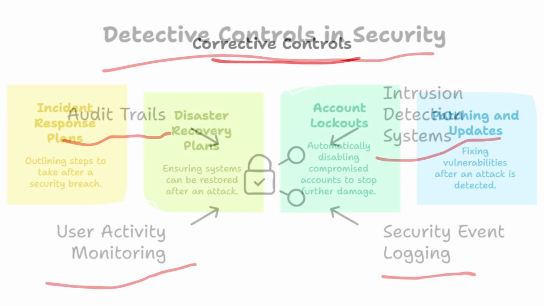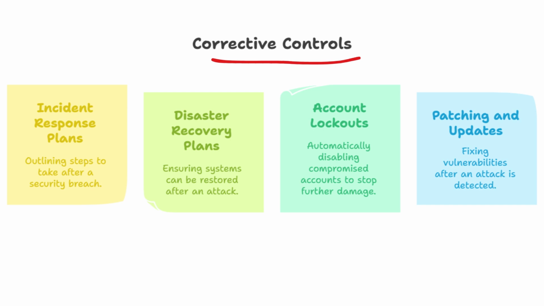The corrective controls are about fixing problems after they happen. Corrective controls help recover from security incidents. Their goal is to minimize damage and restore normal operations. Think of a fire extinguisher. It does not prevent a fire, but it helps control the damage once a fire has started. Examples of corrective controls are incident response plans, outlining steps to take after a security breach.